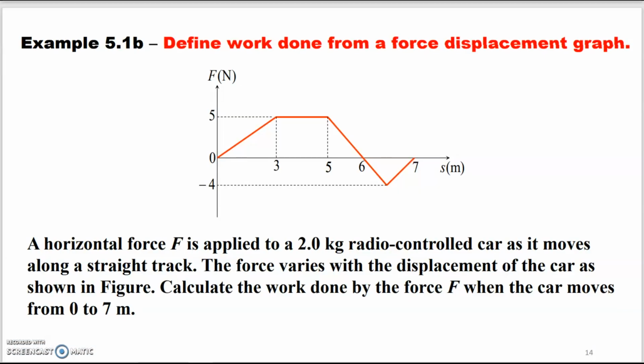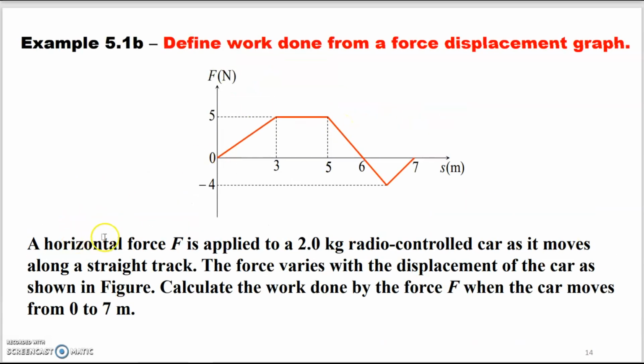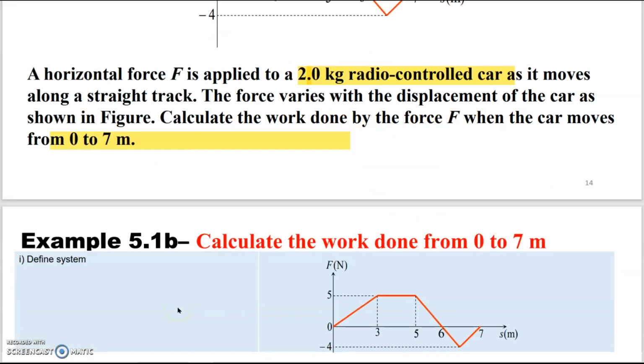Okay, for the next example, example 5.1b, we are going to define work done from a force displacement graph. This is the easier question for you. A horizontal force F is applied to a 2 kg radio control car as it moves along a straight track. This force varies with the displacement of the car as shown in the figure. Calculate the work done by the force F when the car is moved from 0 to 7 meters.